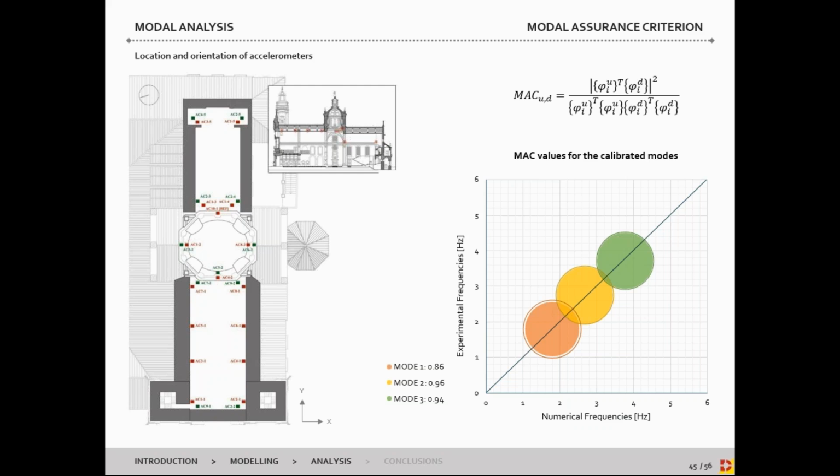In any case, this MAC, modal assurance criterion, consists of a numerical comparison of the eigenvectors for the dynamic identification test in our case and the numerical results. So the experimental and the numerical results. This MAC value ranges from 0 to 1, meaning that 0 is absence of correlation, so it has nothing to do, or 1 when it's a perfect match between the mode shapes. In our case we have 0.86, 0.96, 0.94, so really good correlation between the mode shapes.